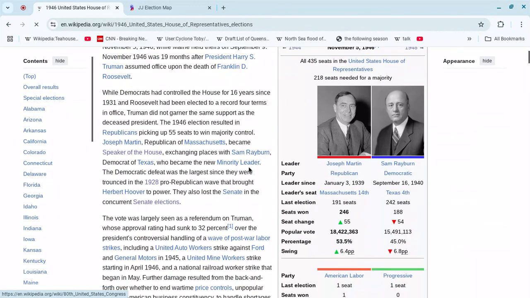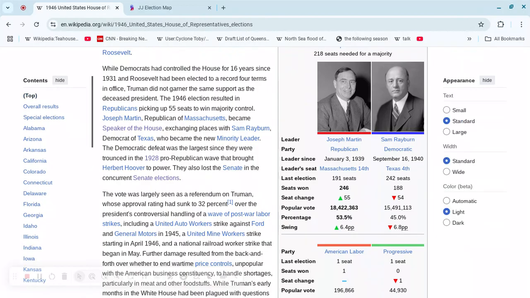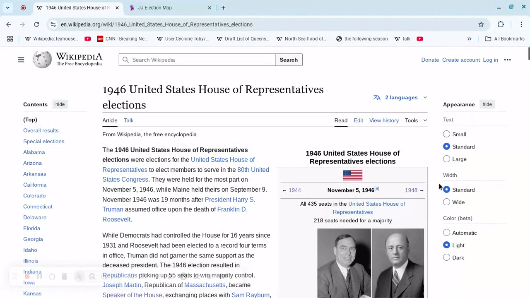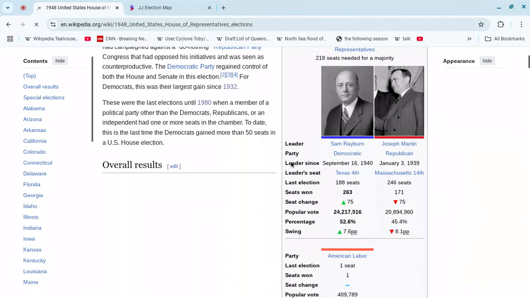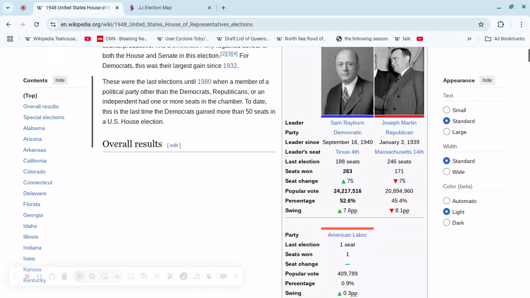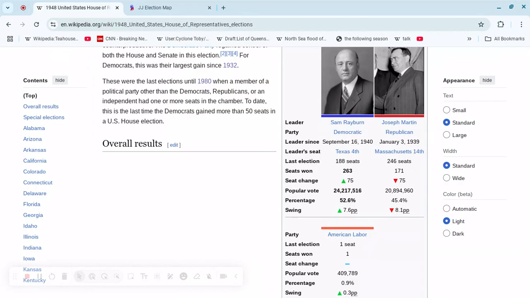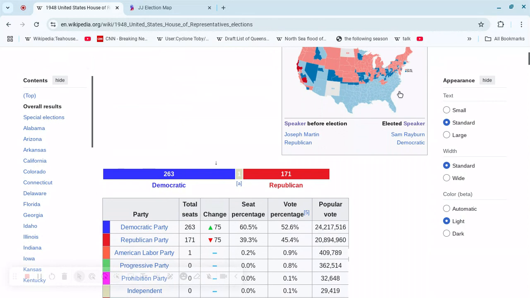In 46, Republicans win the House popular vote by 8.5%. They flip 55 seats to gain a 246 to 188 majority. In 48, though, Democrats gain a whopping 75 seats. It's now a 263 to 171 edge in favor of the Democratic Party, and they win the House popular vote by 7.2%.